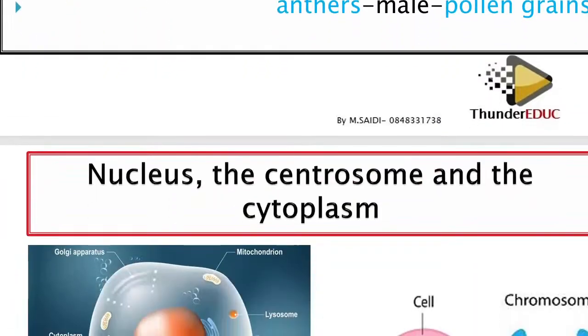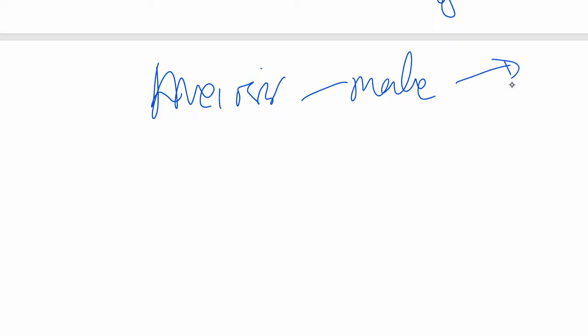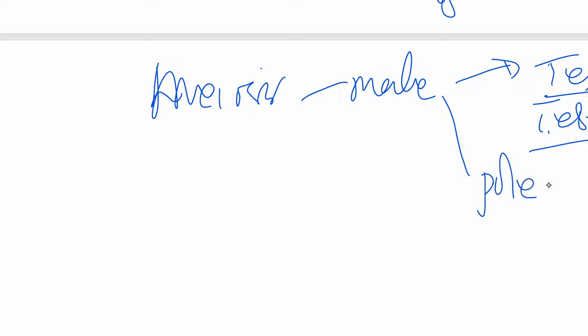Where do we find meiosis? We shall say that meiosis in male, you'll find it in the testis or testes, either way, because this is singular, this is plural. And then you also find it in the pollen grains. These are animals, these are plants.